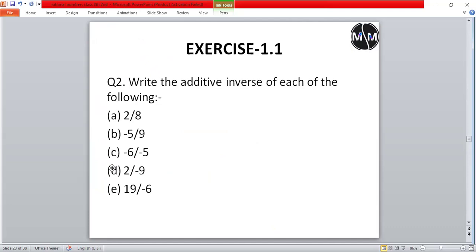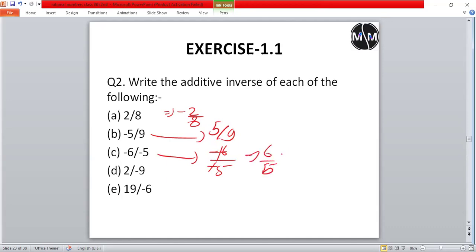Second question. Write the additive inverse of each of the following. Additive inverse means the negative of the number. The additive inverse of 2 by 3 is minus 2 by 3. For minus 5 by 9, the additive inverse is 5 by 9. For minus 6 by minus 5, the minuses cancel out, we get 6 by 5. Its additive inverse is minus 6 by 5.